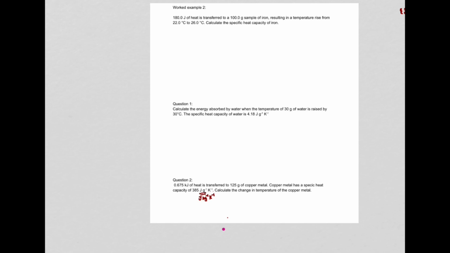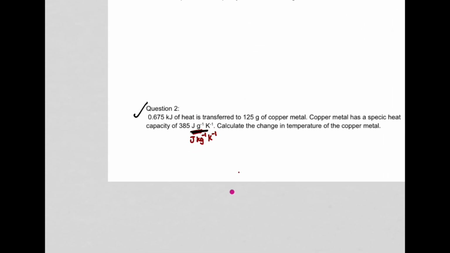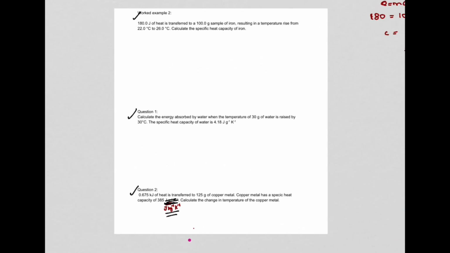Using the same principle, you will do worked example 2, question 1 and question 2. The only thing in question 2, the unit here has been misprinted. This is joule per kilogram per Kelvin. So just pay attention. This unit is wrong here. It should be here. So you will now do these 3 questions. That will be your homework for this week.